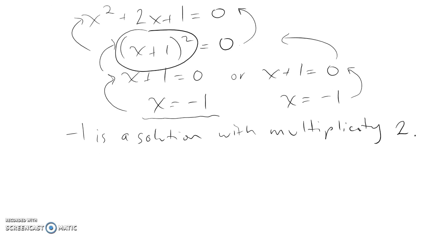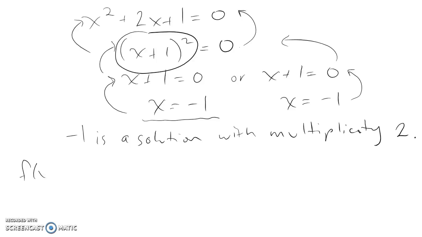So let's think about this as a function instead. If I had f of x is x squared plus 2x plus 1, I know that that factors to x plus 1 squared, right? And I ask myself, okay, what are the zeros or x-intercepts of that? Well, of course I'm going to get x equals -1 twice, okay?